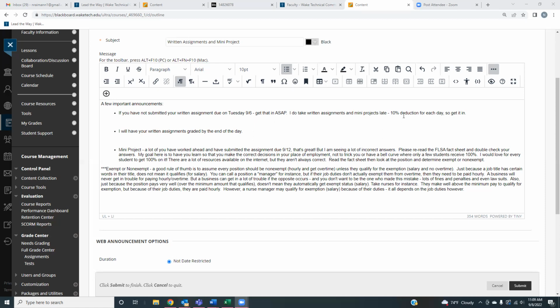You can call a position a manager. I can slap any title I want on any position, and just because I call it a manager doesn't necessarily mean they get to be paid like a manager. I hope that makes sense. It all comes down to the job duties and the job description that will qualify an individual for salary. So what I'd like for you to do is assume everyone's hourly unless they qualify. So let's go ahead and take a look at these qualifications.